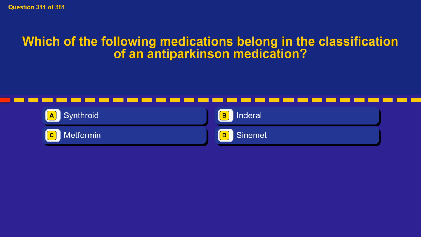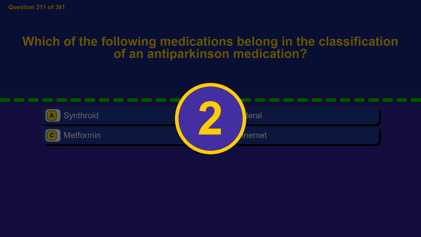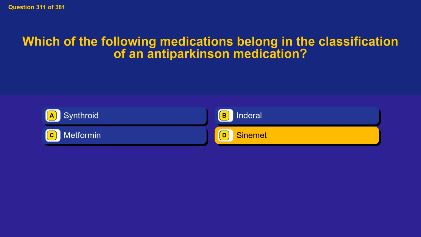Question 311. Which of the following medications belong in the classification of an anti-Parkinson medication? Option A, Synthroid. Option B, Inderal. Option C, metformin. Option D, Sinemet. The correct answer is option D, Sinemet.